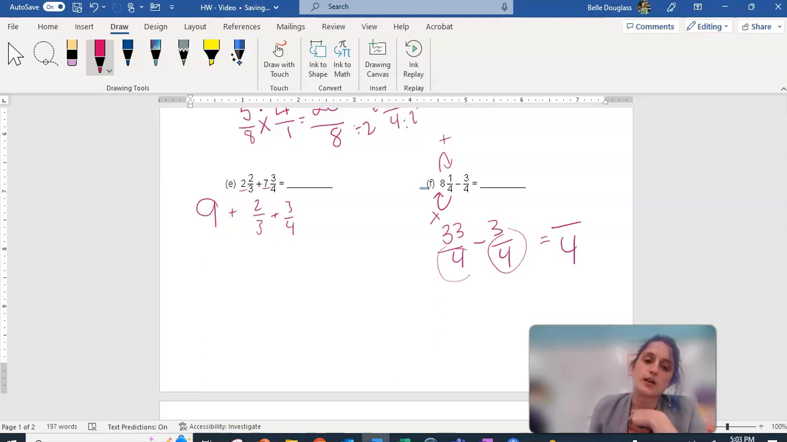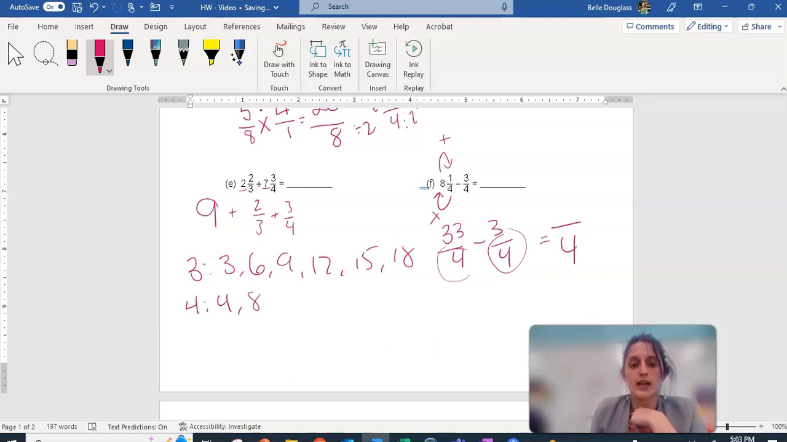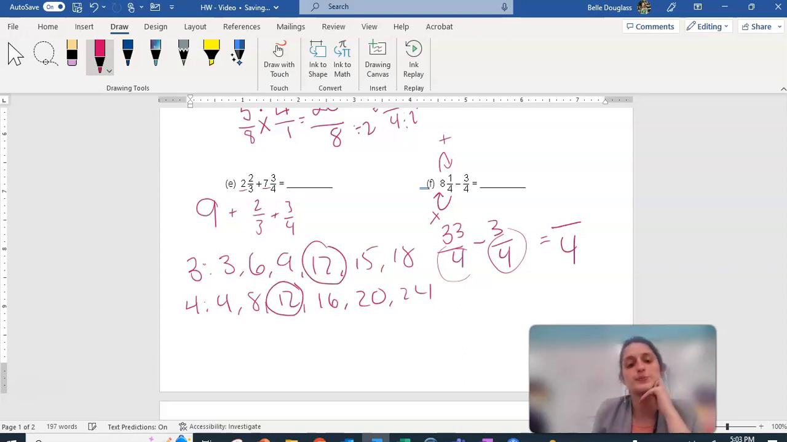So the way I come up with a common denominator is I list my 3's times tables: 3, 6, 9, 12, 15, 18. I list my 4's times tables: 4, 8, 12, 16, 20, 24. And I look for the least common multiple. These are the multiplication tables. They're multiples. Common means the same number and the smallest number that is the same in both lists.